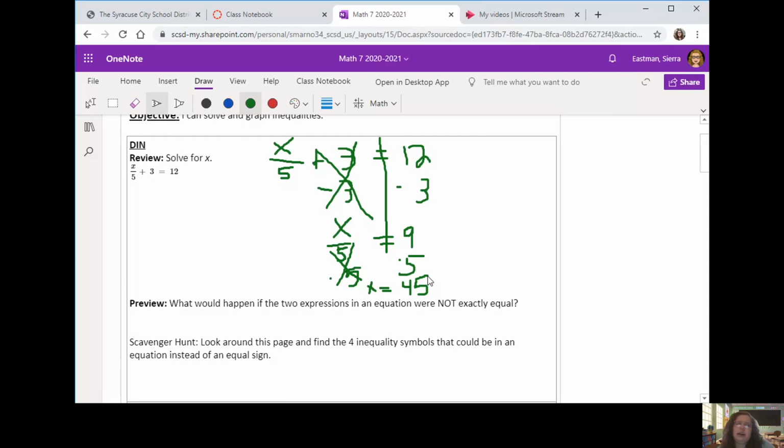For our preview question, like I said, just kind of think about what you think would happen if this symbol wasn't an equal sign. Could we still solve for a missing variable using these same kind of rules, maybe a hanger diagram, maybe a tape diagram? Let's figure it out.